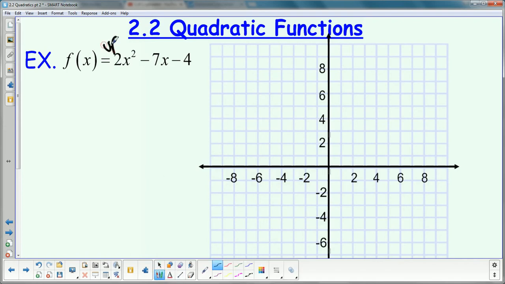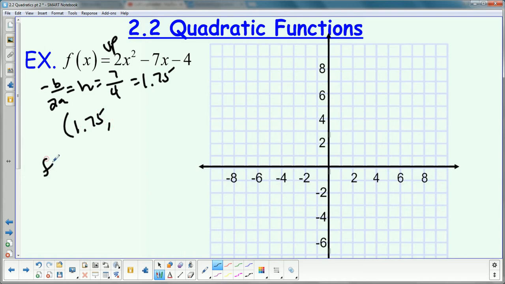Okay, so jumping into an example right here, we have 2x squared minus 7x minus 4, which means we know it opens up because a is positive 2. And then if we're going to do negative b over 2a to find h, that's going to be a positive 7 over 4, which is going to give us 1.75. So our vertex is going to be at 1.75, and then we need to find f of 1.75. If I plug that in, I end up with negative 10.125.